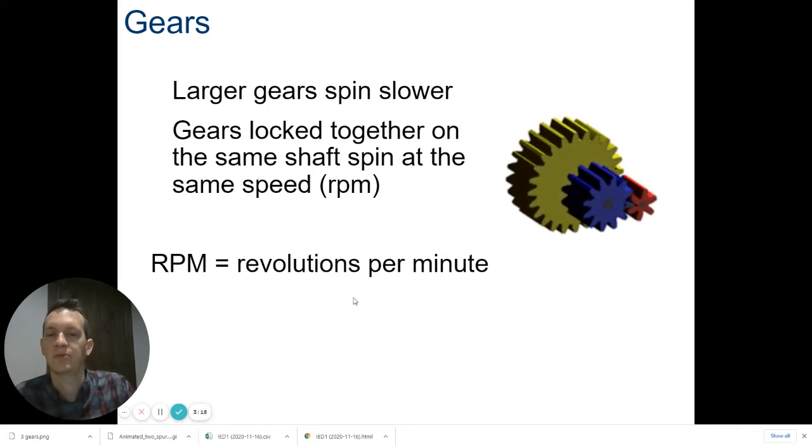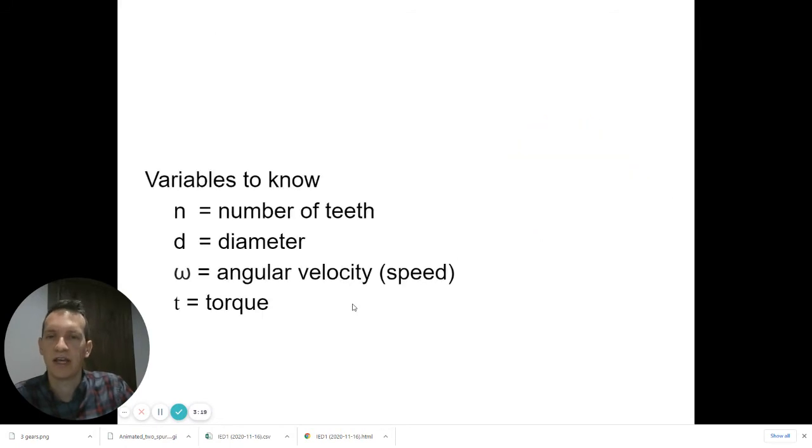And the way we measure speed is revolutions per minute. How many times does it turn per minute? You may have heard of that and looking at car engines, things like that. So these are the variables that we use in our equations to explain gears and how they're working.